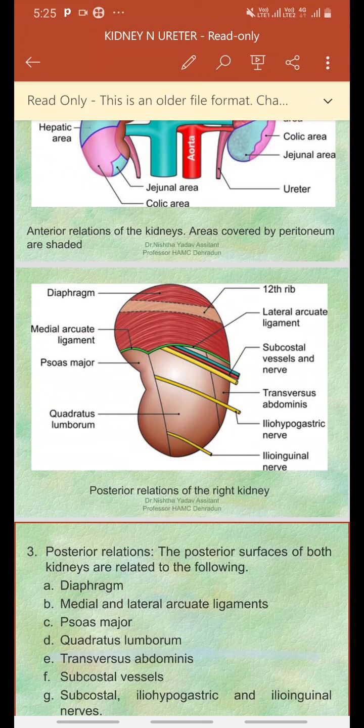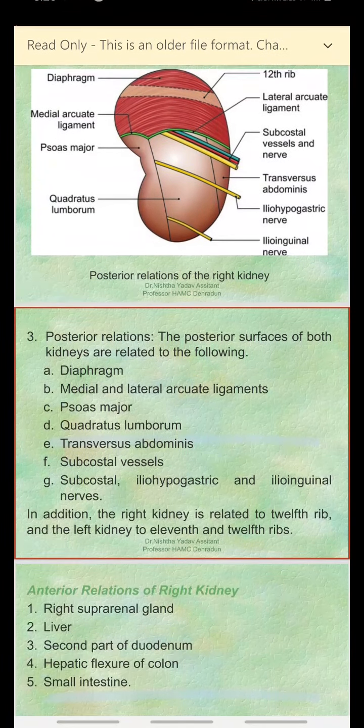The psoas major muscle originates from the T12 to L4 lumbar vertebrae and inserts into the lesser trochanter of the femur, and the quadratus lumborum originates from the iliac crest and inserts into the lower border or the inferior border of the 12th rib. So they lie behind the kidney. And the subcostal vessels, these are the vessels below the last rib. They are known as subcostal vessels.